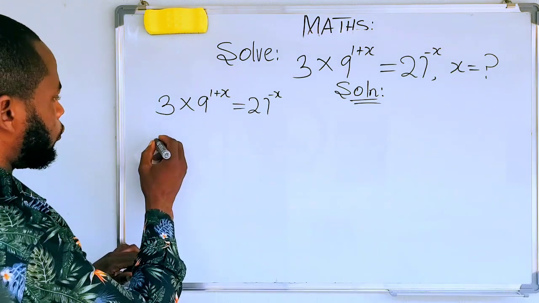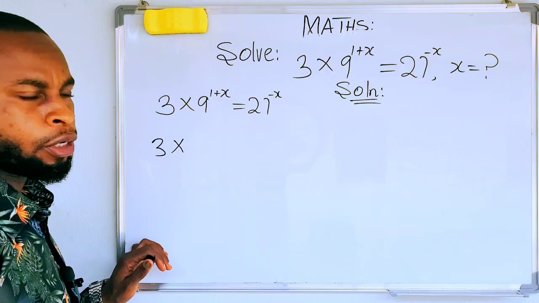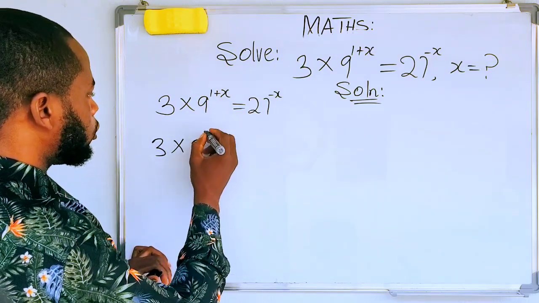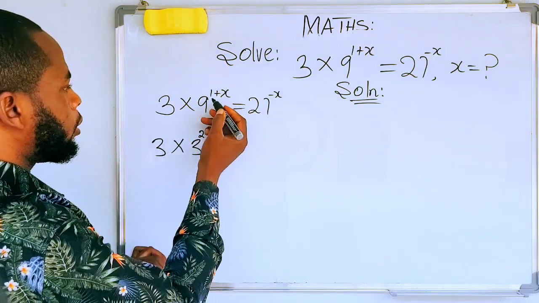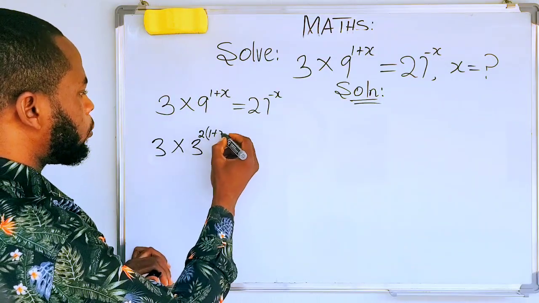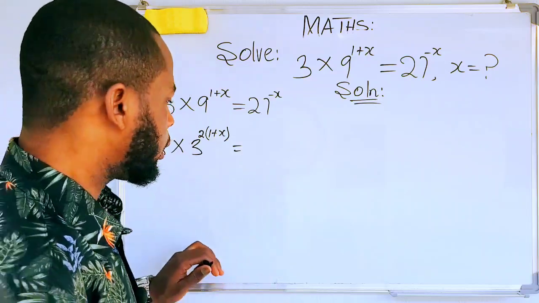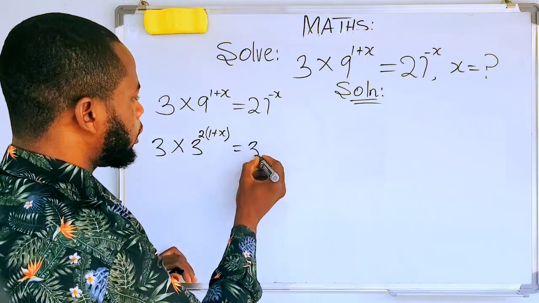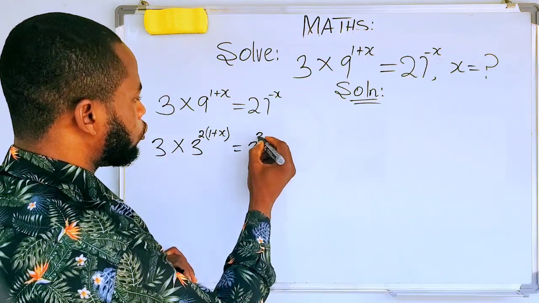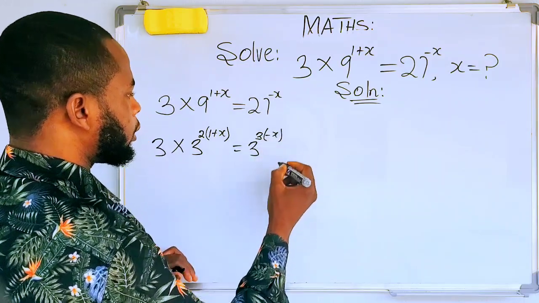And we are going to have here 3 multiplied by 9 to base 3 will give us 3 to the power of 2. Then multiply it by already existing power of 1 plus x equals 27 to the base of 3. That will give us 3 to the power of 3 multiplied by already existing power of minus x.